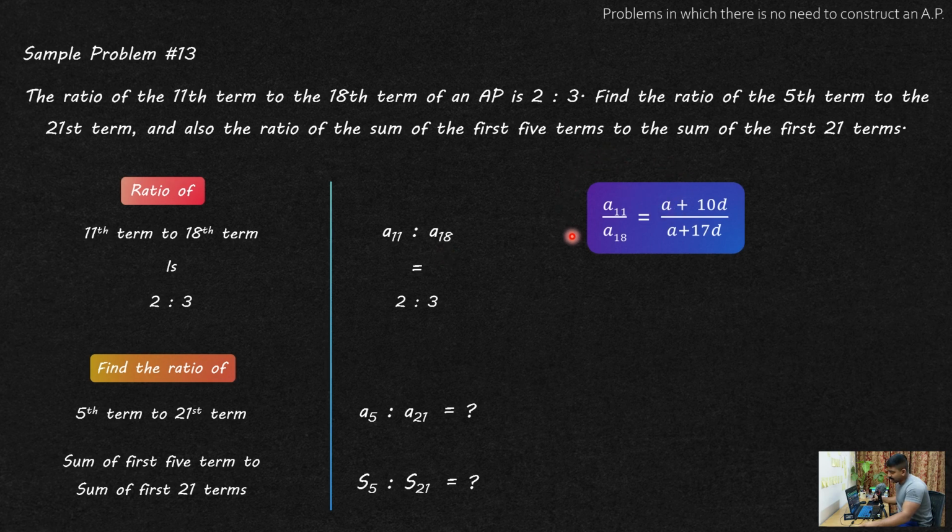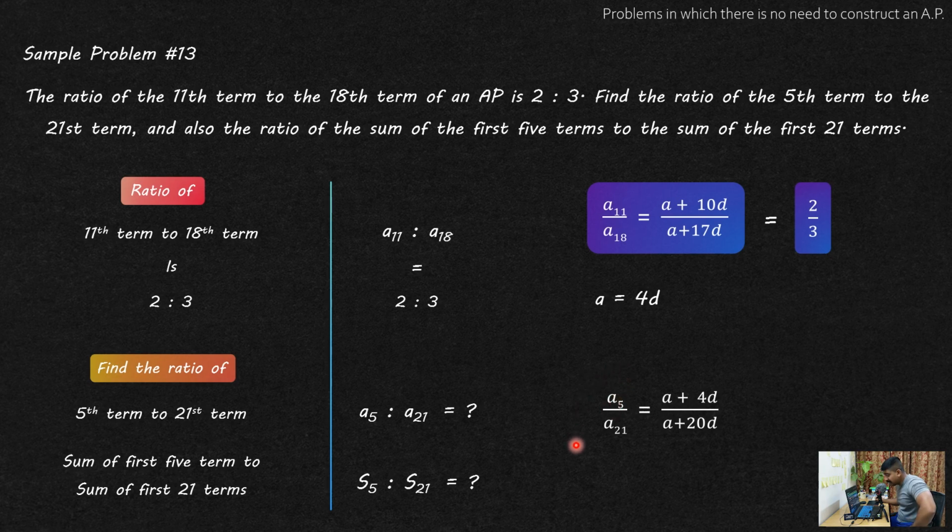So here, with our given piece of information, we have A11 upon A18 equals A plus 10D upon A plus 17D. This is equal to 2 upon 3. Now you know what to do. Simply cross multiply and you'll have this expression, this relation, A equals 4D.